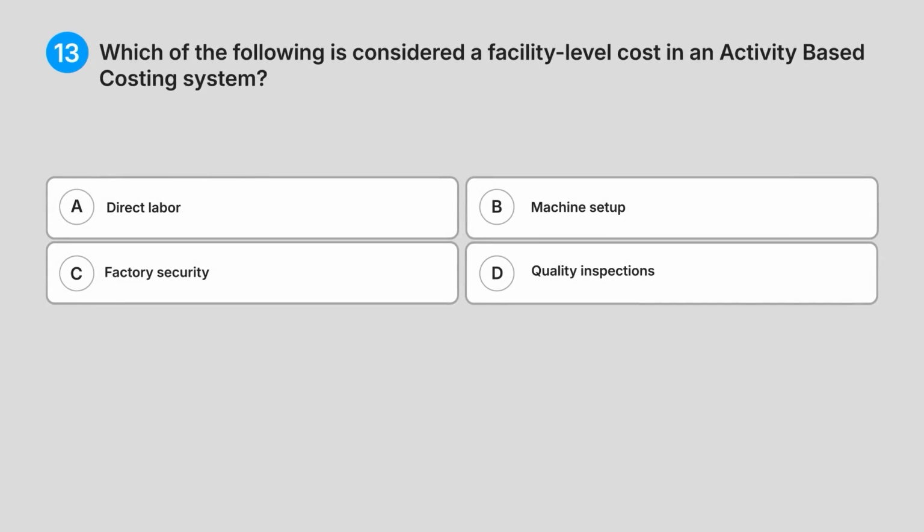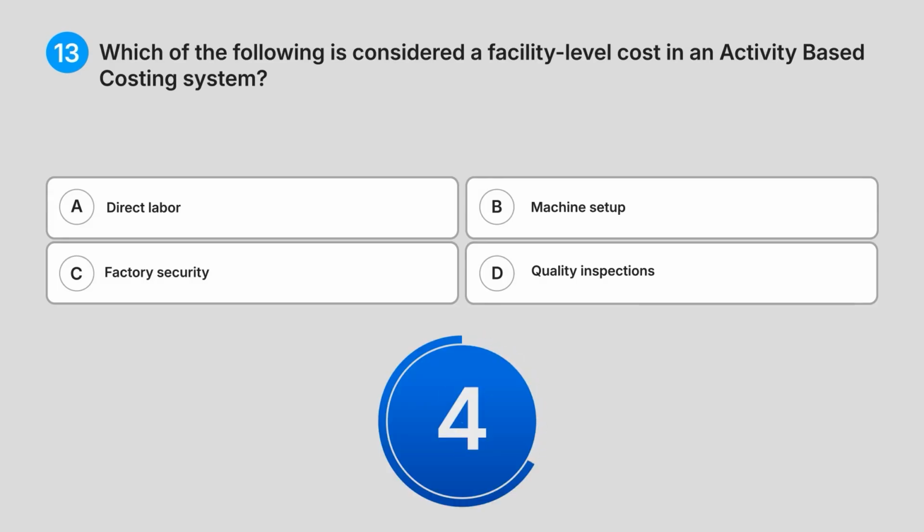13. Which of the following is considered a facility-level cost in an activity-based costing system? A. Direct labour. B. Machine setup. C. Factory security. D. Quality inspections. What do you think is the answer?